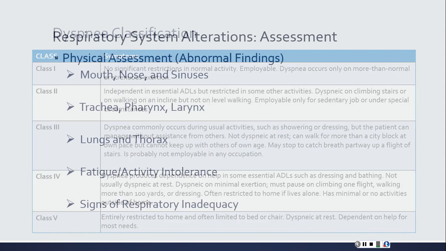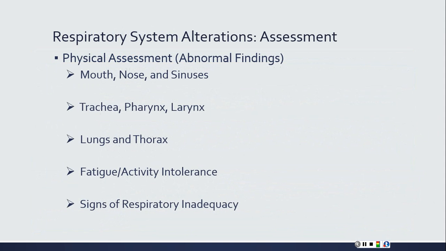All right, some other abnormal findings. We're looking at the mouth, nose, and sinuses. What are we going to look for that would tell us that there's something wrong with the mouth, nose, or sinus? Okay, dryness. Drainage, absolutely. What else? Deviated septum, absolutely.